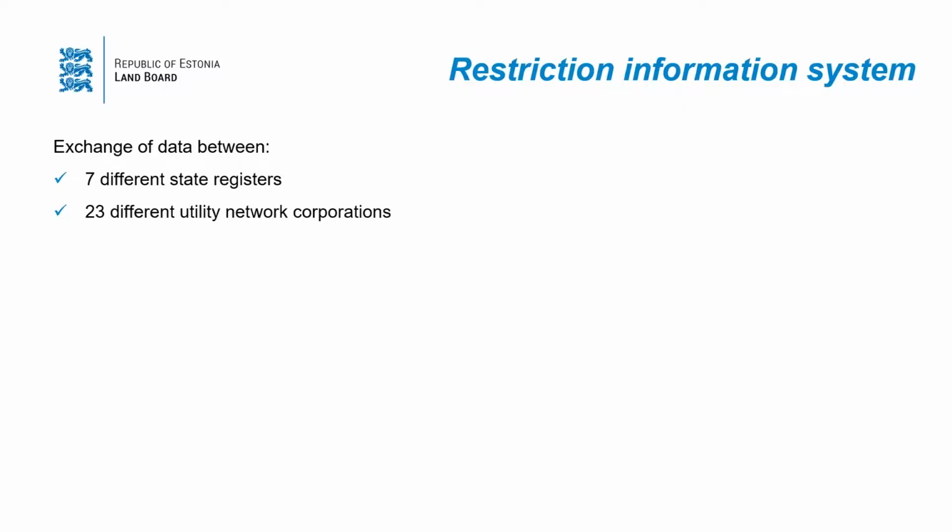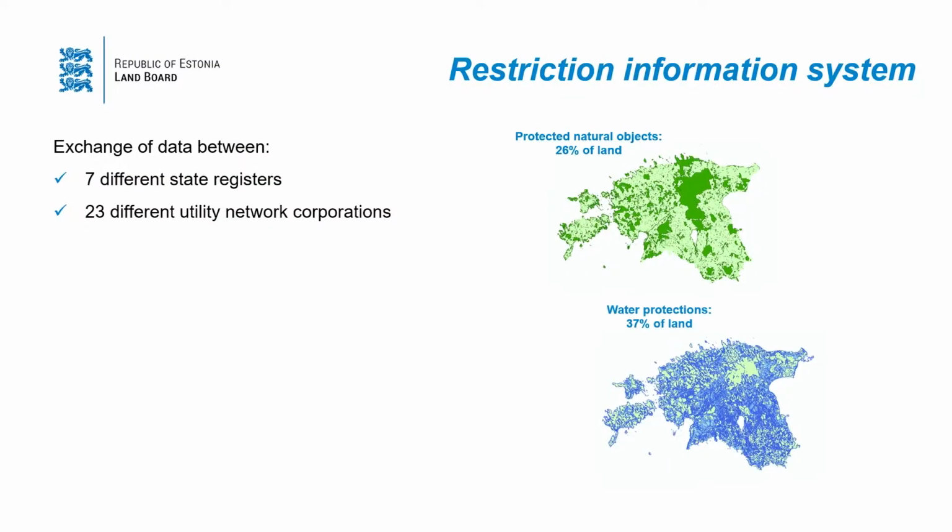Another very big part of the cadastral system is the restriction information system. We interconnected to 7 different state registers to collect all spatial data that can raise some kind of restrictions. As you can see, restrictions can be grouped in protected national objects.